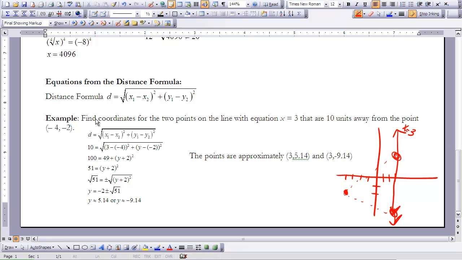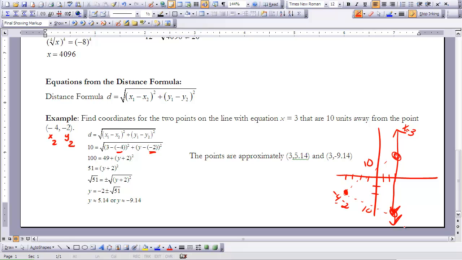When I'm working with this first example here, find coordinates of 2 points on the line with equation x equals 3 that are 10 units away from the point, here's my point, negative 4, negative 2. And I need to get 2 points on this line that are 10 units away. So I'm going to use my equation from above. I'm going to call this my x2 and my y2, so those are going to go into my formula here. I also know that my x coordinate is going to have to be on the line x equals 3, so I'm going to put that in there. I don't know my y value, that's really what I'm looking for.